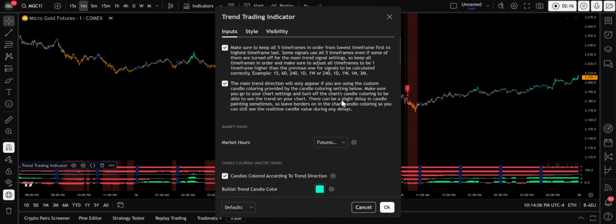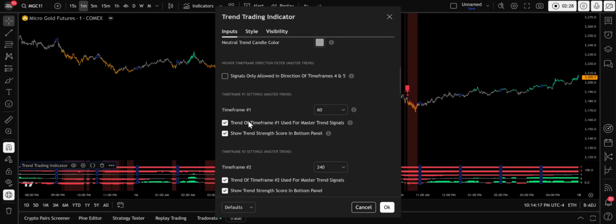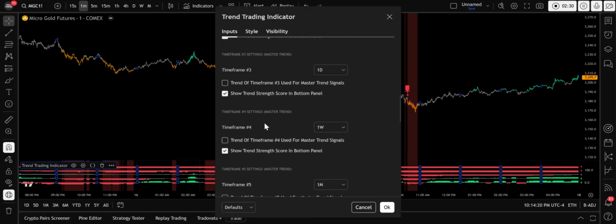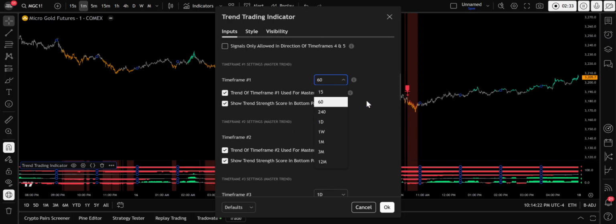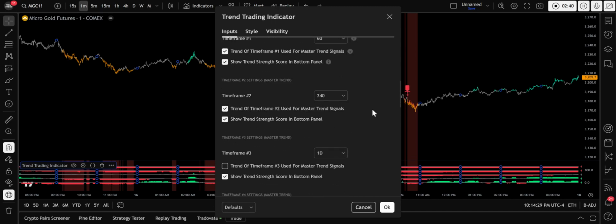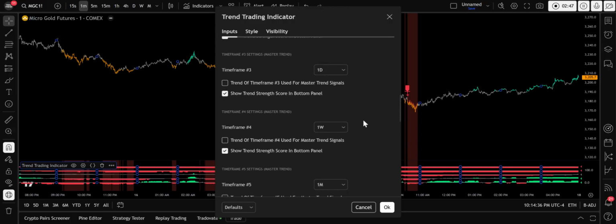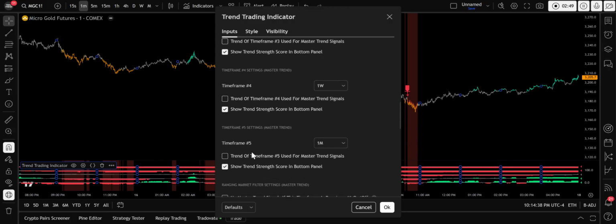So let's run through some of the settings here. This other pop-up is saying to make sure to keep all 5 time frames in order, from the first time frame to the highest time frame. So we have time frame 1, 2, 3, 4, and 5. Whatever you set these to, let's say you have 15 here, then you need 60 here, then 240 here, and then 1 day here. Make sure you keep them all in order, with each one a time frame higher than the previous one, even if you're not using all 5 time frames.